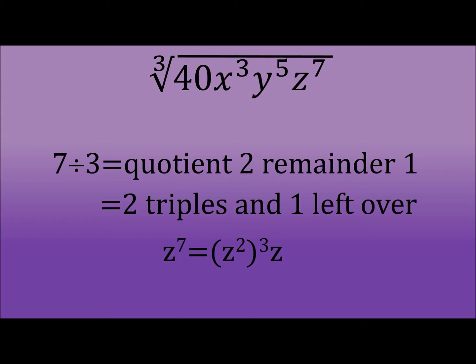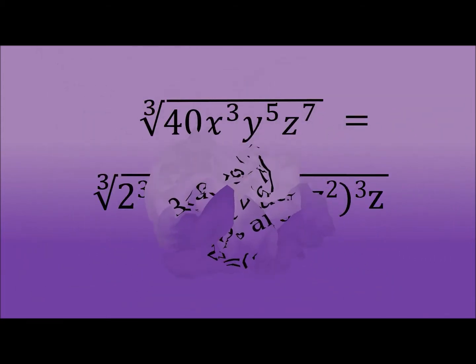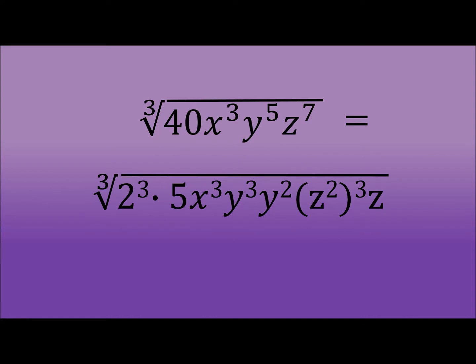At this stage, we are ready to write the cube root of the radicand 40 times x cubed, y to the 5th power, z to the 7th power, equals the cube root of the radicand 2 cubed times 5 times x cubed, y cubed, y squared, times the cube of z squared, times z, which is obviously a temporary setback from simplification. Here's where the fun begins.